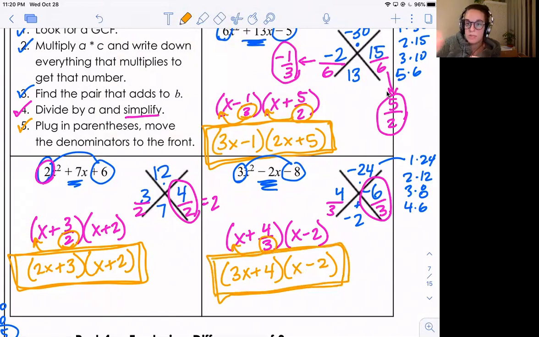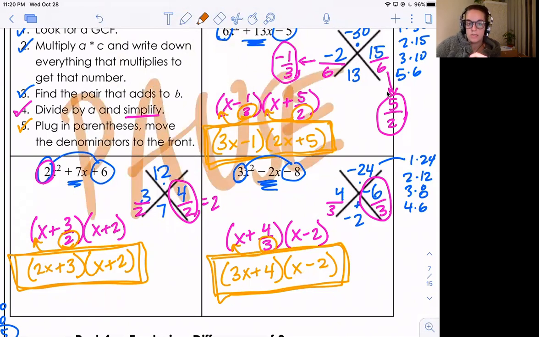Awesome. I really do want you to pause here and go ahead and practice some of these. Don't move on until you have practiced. So go practice on your assignment. Cool. All right.